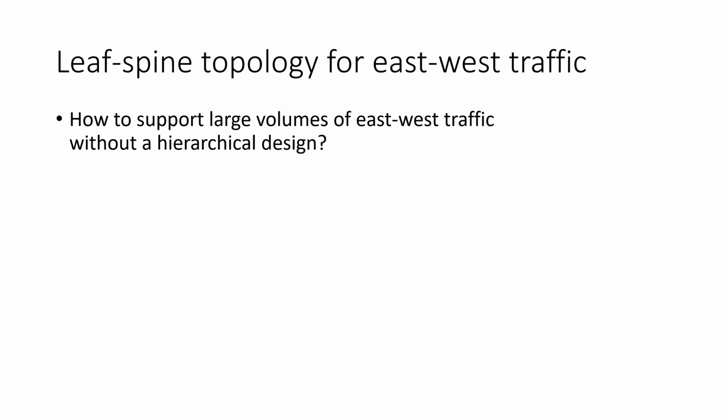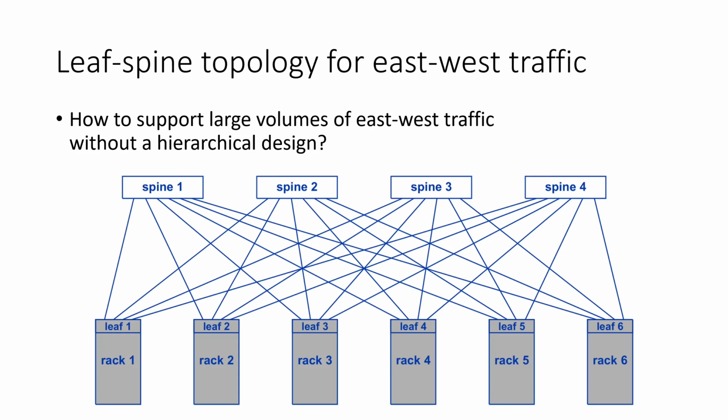So how do we support large volumes of east-west traffic inside a data center without a hierarchical design? Most data centers these days use a leaf spine topology. Here we have racks, and on top of each rack we have a switch. We're calling the top of rack switch the leaf in this slide. Then each leaf is connected with multiple links to the spine layer.